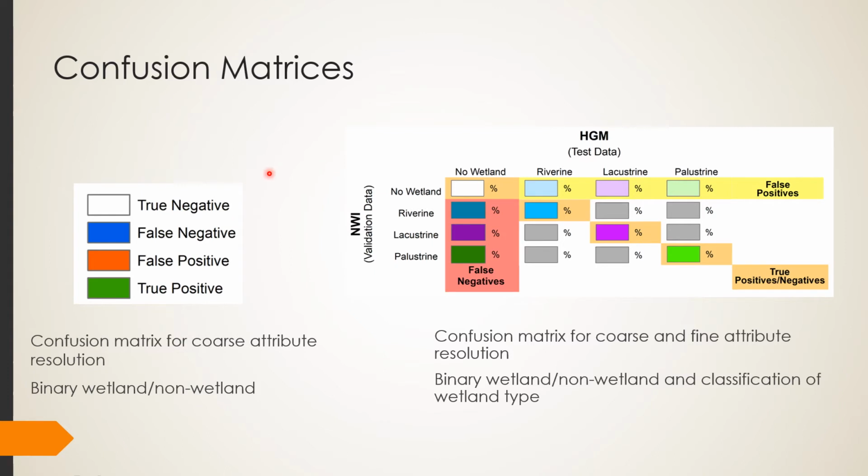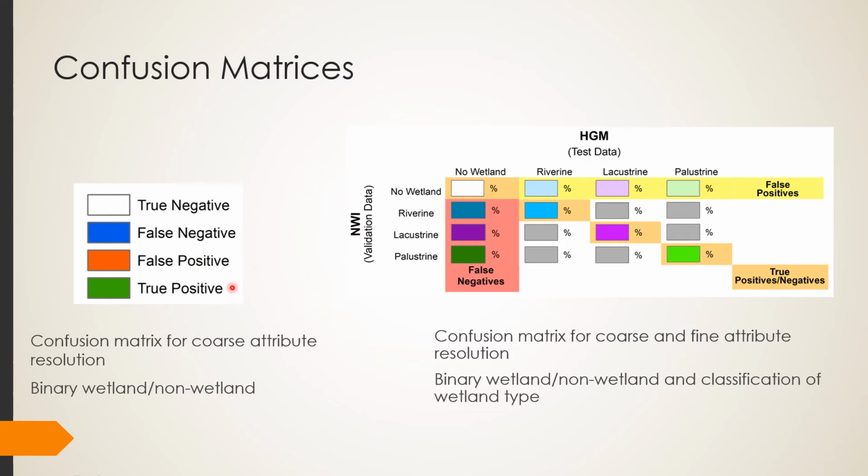True negatives are areas where both the NWI and the HGM agree that there are no wetlands. False negatives are areas where the NWI says there are wetlands, but the HGM says there are no wetlands. False positives are areas where the NWI says there are no wetlands, but the HGM says there are wetlands. And true positives are areas where both the NWI and the HGM agree that there are wetlands.